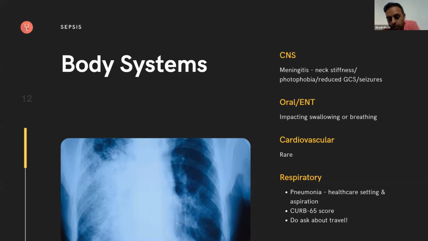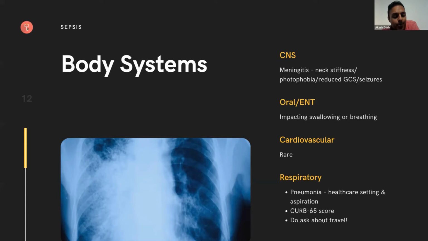The CURB 65 score, the reason it's useful is because it can help us identify who is likely to have to stay in hospital and who's going to be able to go home. So if you do have a patient who's above 65 and a patient who's got that blood pressure or the respiratory rate or they're confused, you know they're automatically going to need to come in.